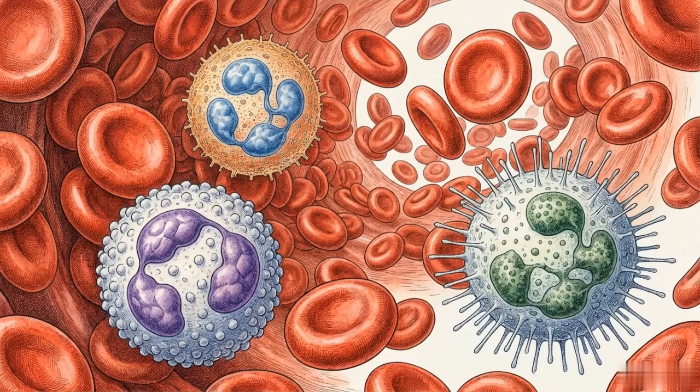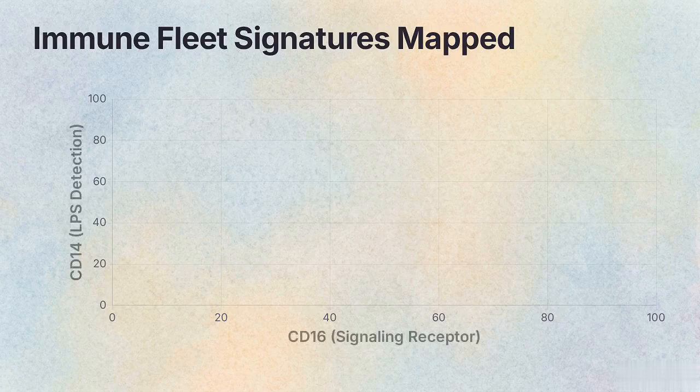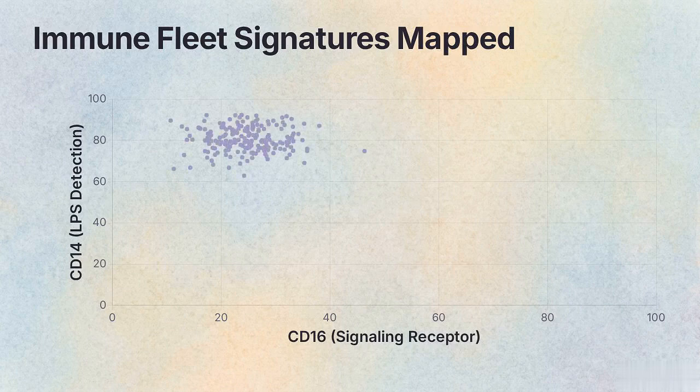The monocyte population operates as a diverse fleet, categorized by specific surface receptors. We map this fleet using flow cytometry. The y-axis tracks CD14 for detecting bacterial lipopolysaccharides. The x-axis tracks CD16, an immune signaling receptor.